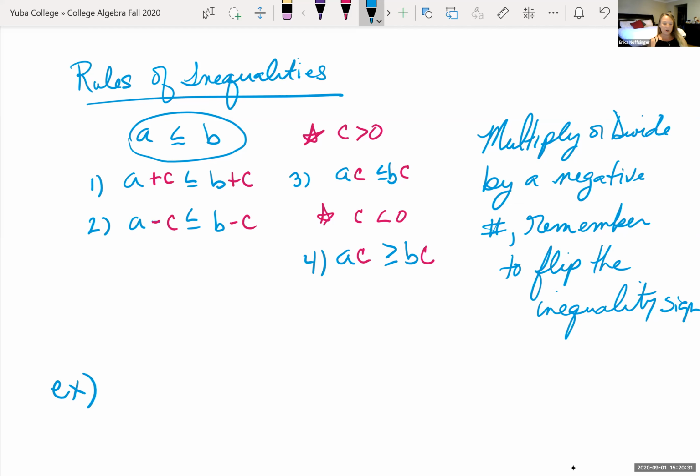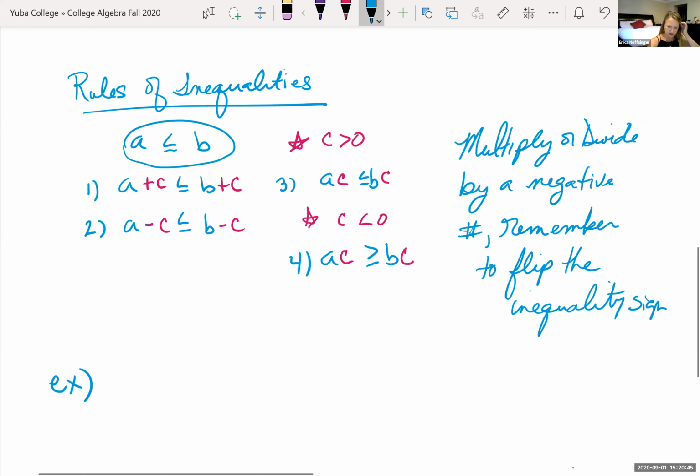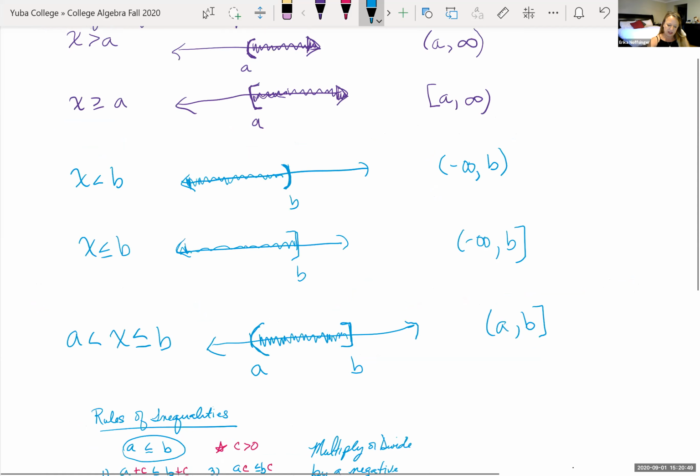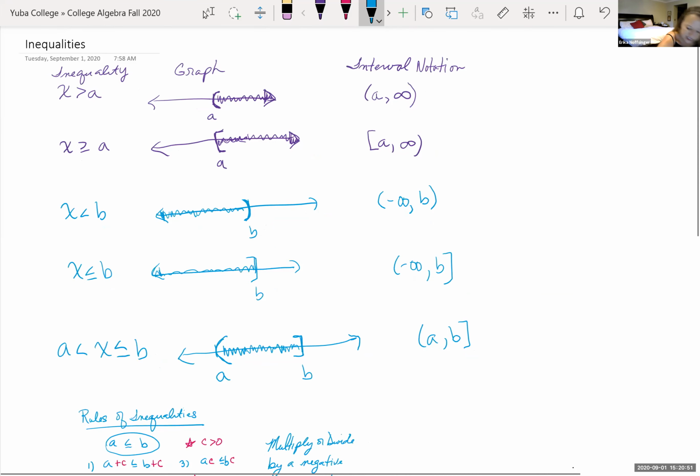The following reads, solve each inequality, express your answer using set notation or interval notation. So maybe we should go back up and look at set notation, where we had done the inequality and the interval notation.